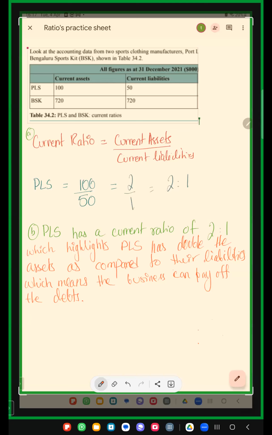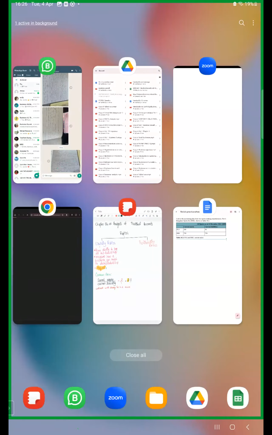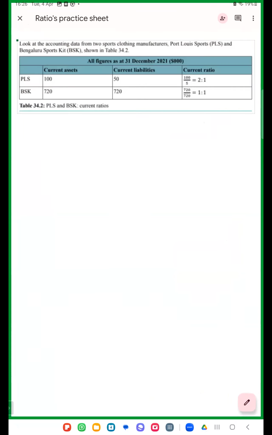Okay, miss, done. I got the second answer. I wrote that because their assets and their liabilities are equal, right? So that means they can pay off the debt, right?